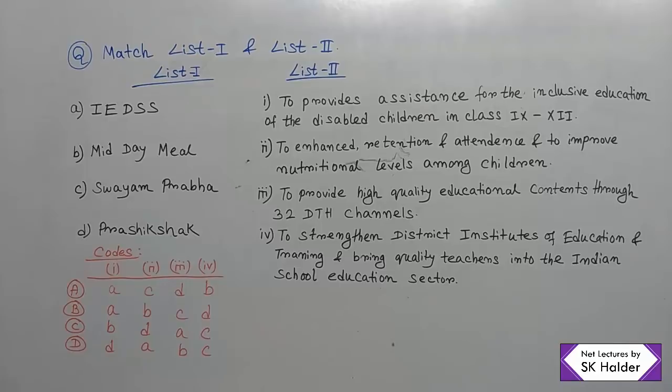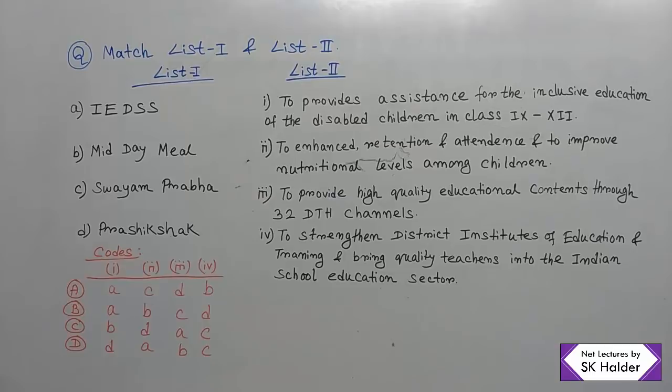Match list 1 and list 2. In list 1, A, IEDSS, B, midday meal, C, Swayamprabha, D, Prashikshak. In list 2, 1, to provide assistance for the inclusive education of the disabled children in class 9 to 12. 2, to enhance retention and attendance and to improve nutritional levels among children. 3, to provide high quality educational contents through 32 DTH channels. 4, to strengthen district institutes of education and training and bring quality teachers into the Indian school education sector.